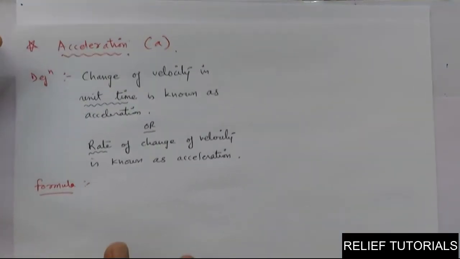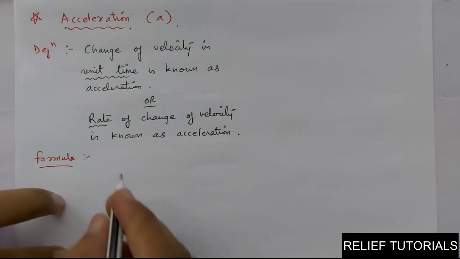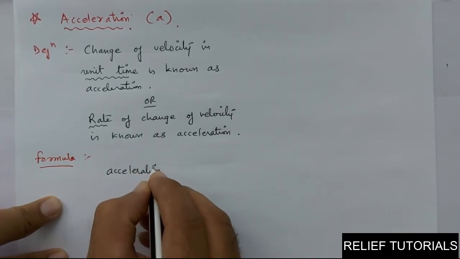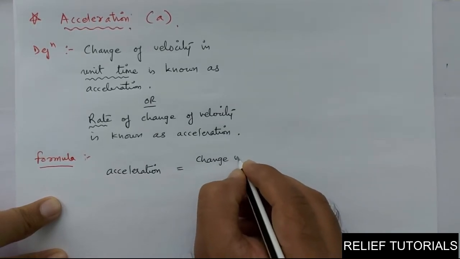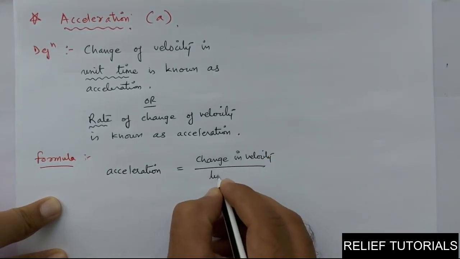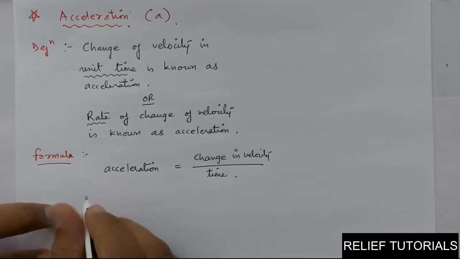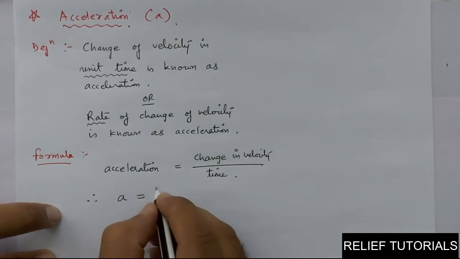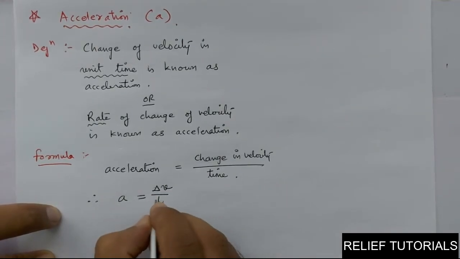Formula: acceleration is equal to change in velocity upon time. Symbolically, acceleration A is equal to change in velocity, that means delta V, upon t.